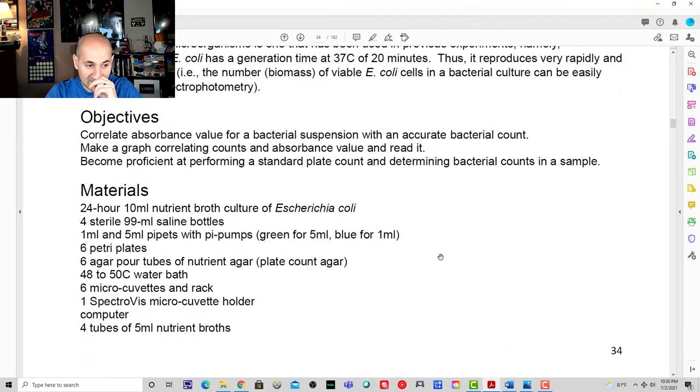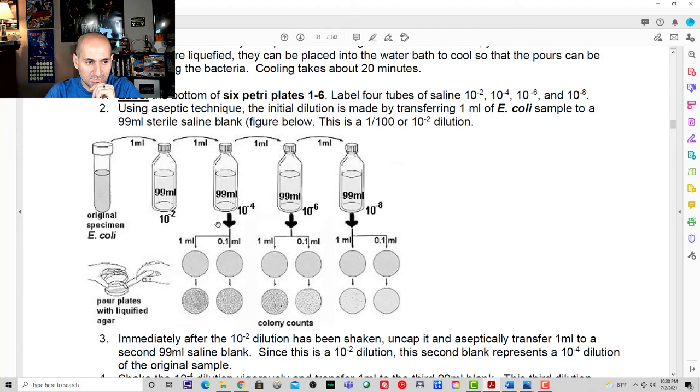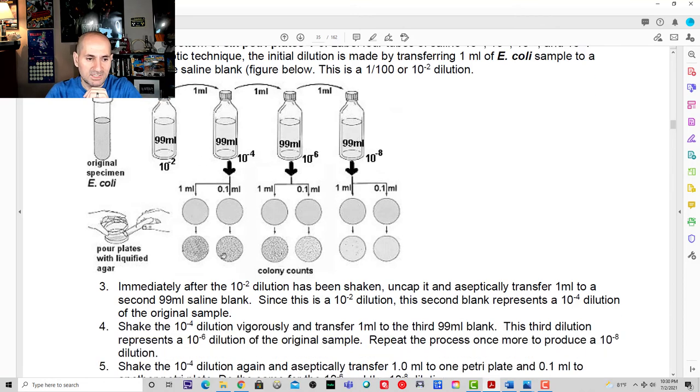And we've already kind of talked about this before. Remember, we did a serial dilution of the E. coli. This was the 10 to the minus 2 dilution, or 1 in 100 dilution. This was the 10 to the minus 4, 10 to the minus 6, 10 to the minus 8 dilution. And then we seeded either 1 ml or 0.1 ml of these dilutions here. And then we looked for the countable plate.